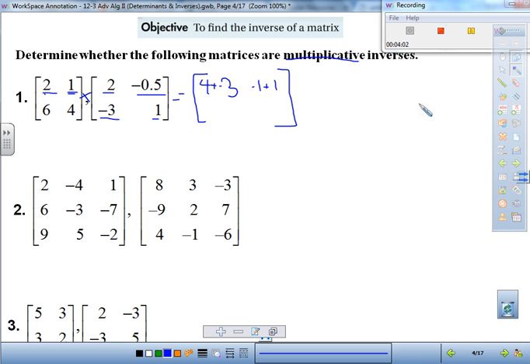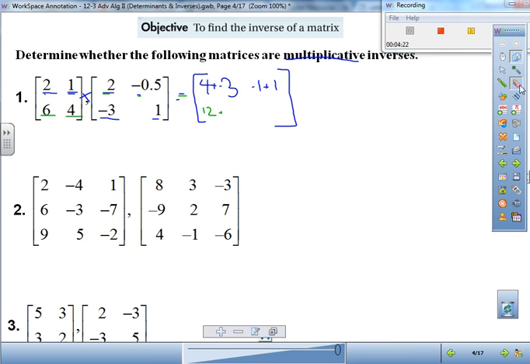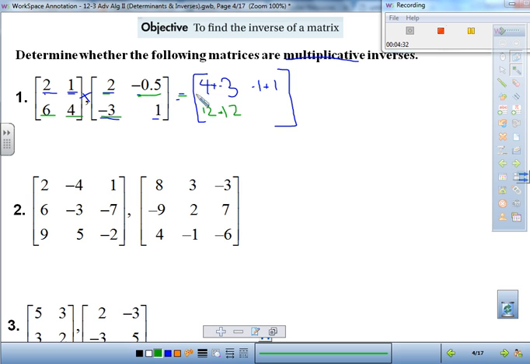And then here we move on to that second row. 6 times 2 is 12, plus 4 times negative 3, minus 12. And then 6 times negative 1, negative 6... negative 3, plus 4 times 1 is 4.